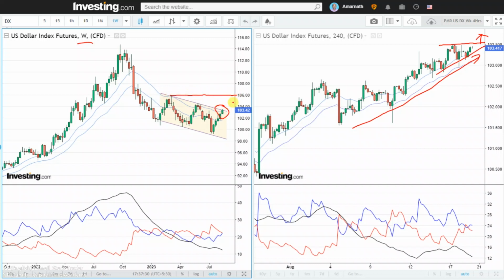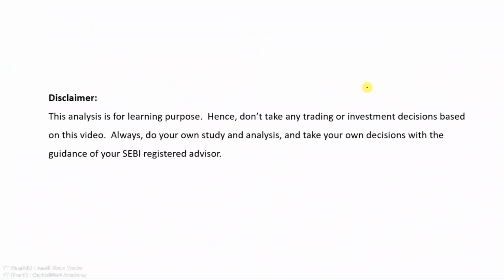The next resistance is 106. After that, the next resistance we can say is 108. So if it breaks decisively on the upper side, definitely it will go to 106. If this goes to 106, our USD INR will go above 83.50. If this goes to 108, definitely it will touch 84, all time high, we can say. So this is all about this currency.